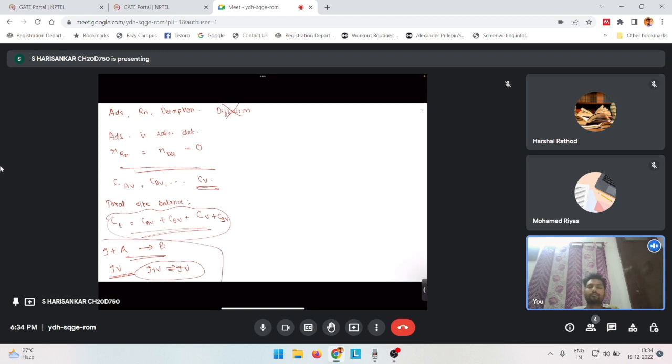Using all this, you can find the overall rate law. You can find the values for CV and all the CAV, CBV terms from these two conditions, which is the rate equal to zero and the site balance. So equation one and equation two. Use these to eliminate the terms CV, CAV, CBV and so on. And then substitute everything in the rate of adsorption. Because rate of adsorption is not equal to zero, as it is rate determining. So that is where you have to substitute all these values. And finally, you will find the overall rate.